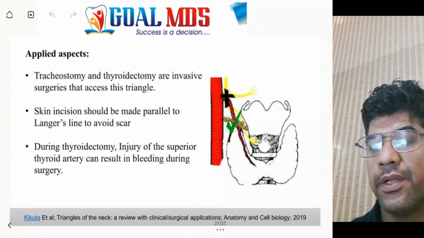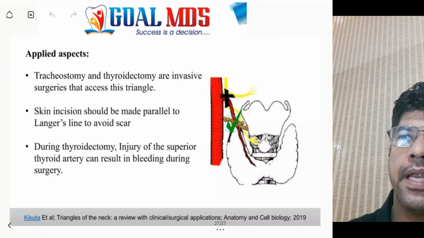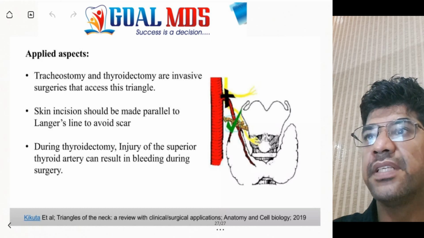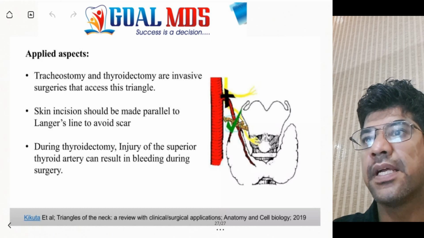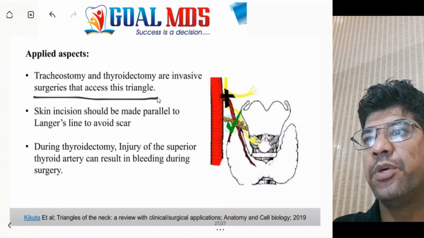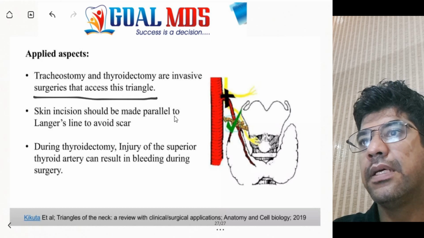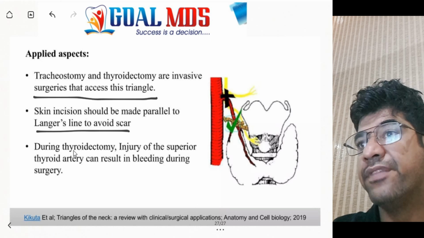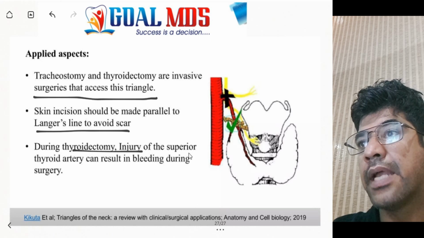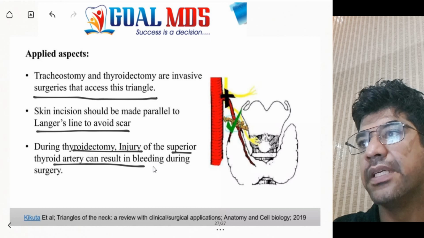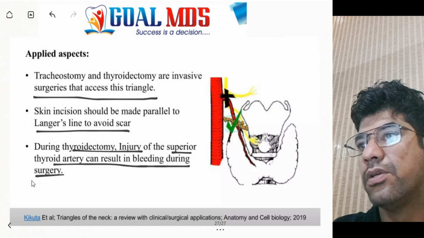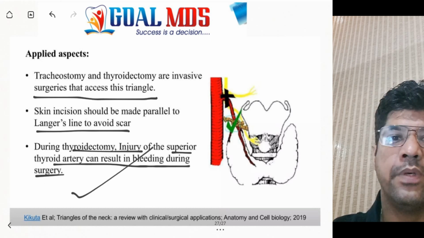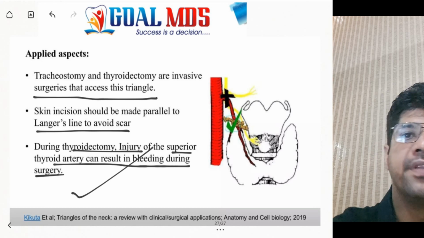Other things that you have to remember is that tracheostomy and thyroidectomy are invasive surgeries that access this triangle. The skin incision should be made parallel to Langer lines, and during thyroidectomy, injury of the superior thyroid artery can result in bleeding during the surgery. So this was all about the anterior triangle of the neck.